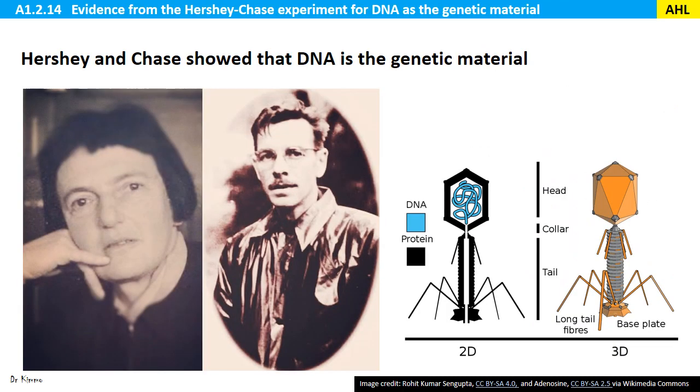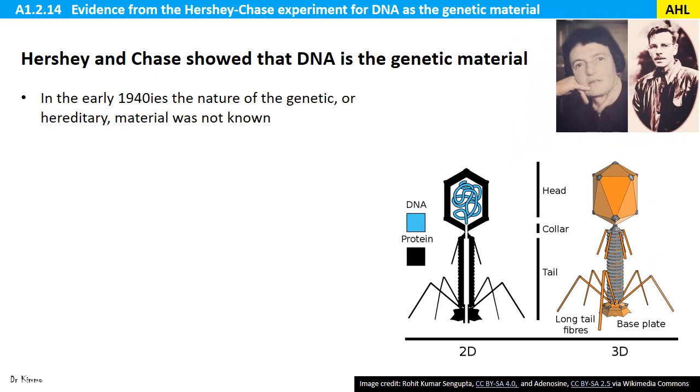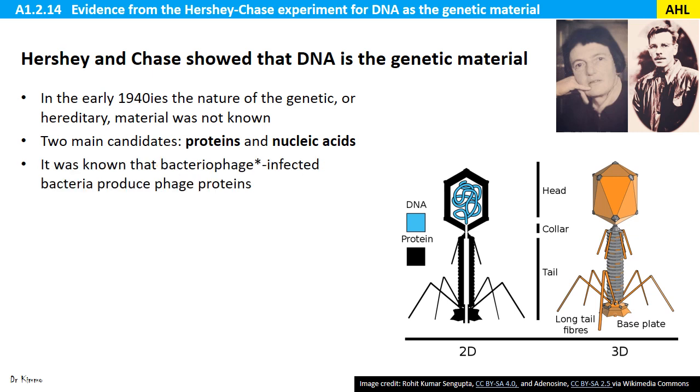Let's look at 2 discoveries. First, Hershey and Chase, who showed that DNA is the genetic material. In the early 1940s, the nature of the genetic or hereditary material was not known. There were 2 main candidates, proteins and nucleic acids. It was known that bacteriophage-infected bacteria produce phage proteins.